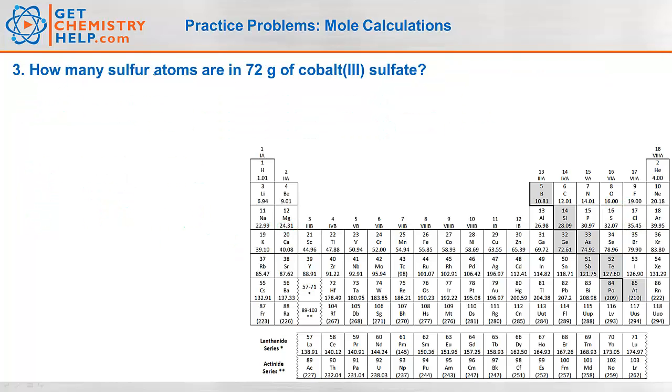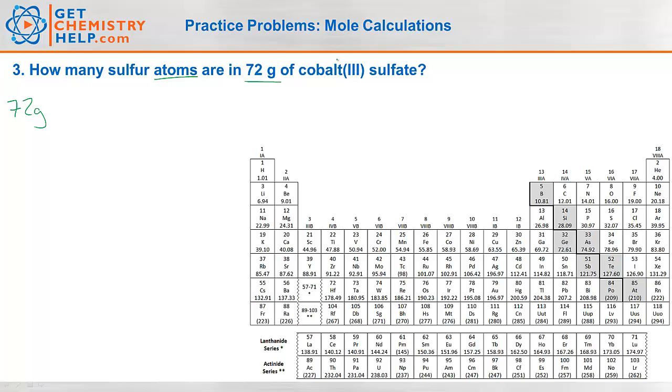How about number 3? This one says, how many sulfur atoms, again, that's a kind of particle, so I know I'm going to have to use Avogadro's number at some point, are in 72 grams. That's a mass, so I'm going to have to use molar mass at some point, of cobalt-3 sulfate. Okay, well, let's start with the one we're given. That would be 72 grams of cobalt-3 sulfate.